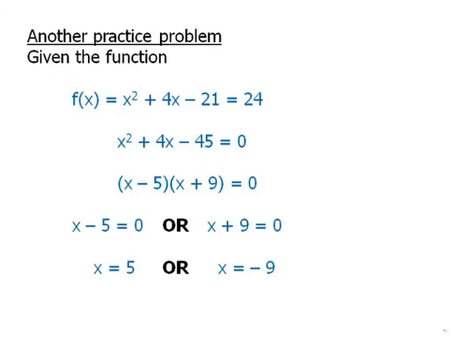We get our two equations and we solve. So x equals 5 and x equals negative 9. These are the two solutions we get. And so what this means is that f of 5 and f of negative 9 both equal 24. Those are the two inputs that have an output of 24.